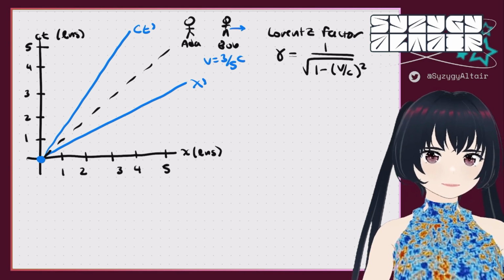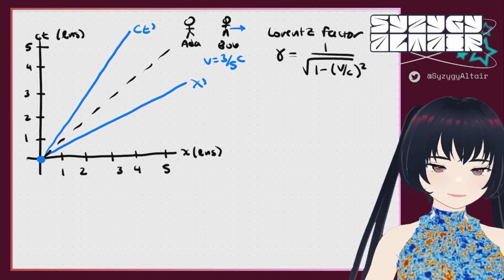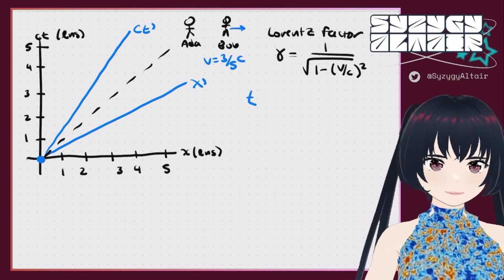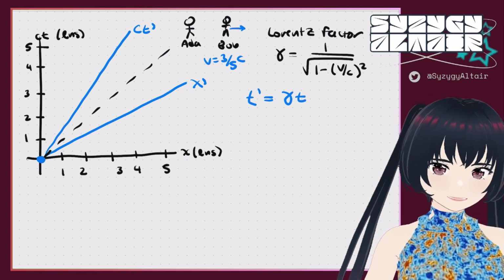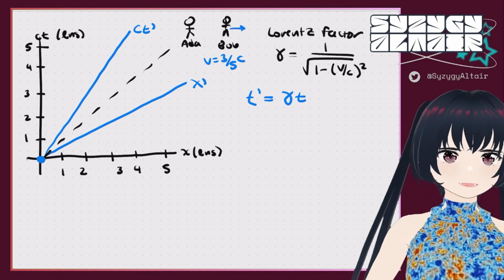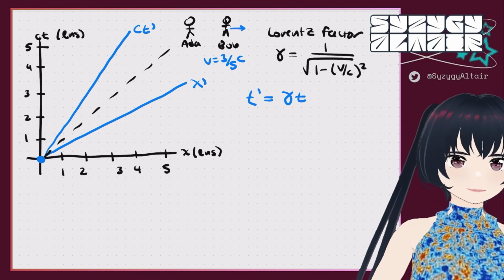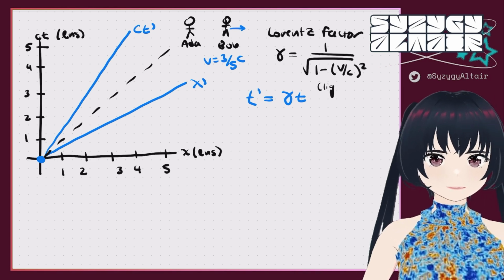For each unit of time in the moving frame, so t prime, the corresponding time in the stationary frame is given by t equals gamma t prime. If you're curious about how the Lorentz factor is derived, you can search light clock online for a mathematical proof, or let me know in the comments and I might make a video on it.